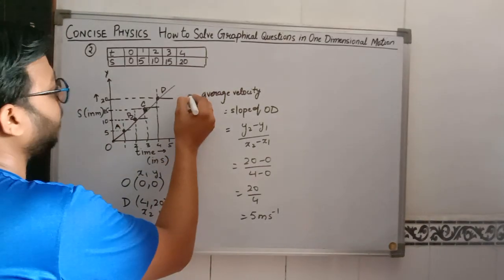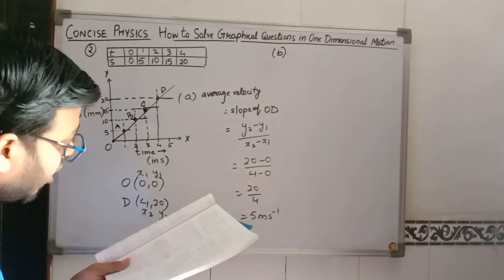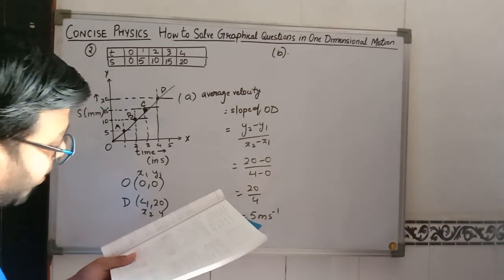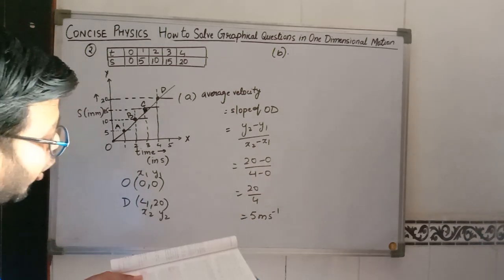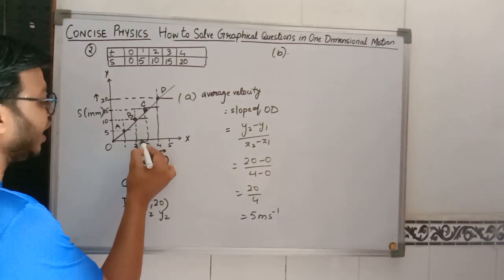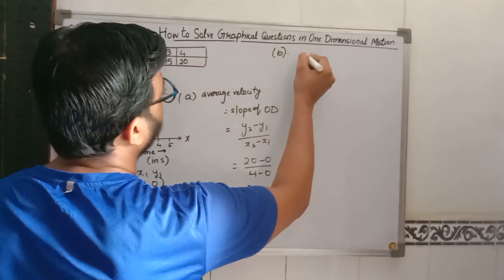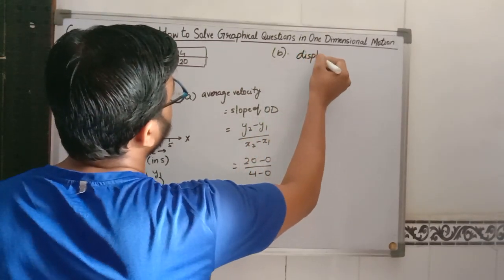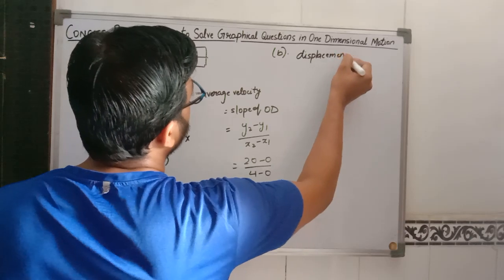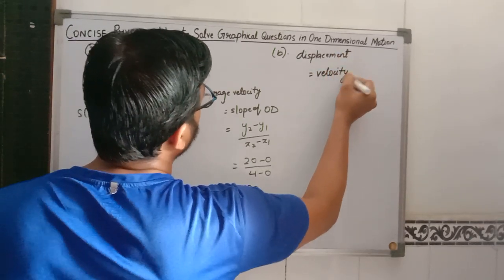Now this is the A part. Now in B part we have to find what will be the displacement of the car at 2.5 seconds. So between 2 and 3, 2.5 seconds will come just in between. So we can apply the formula also. Displacement is equal to velocity into time.